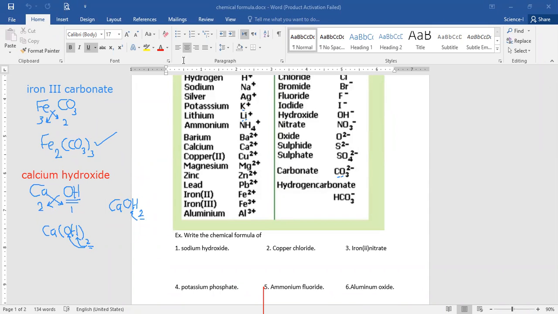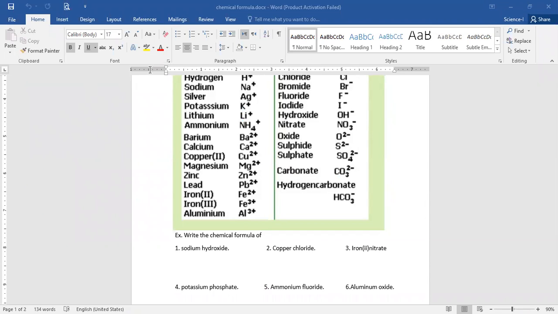I'm going to clear these two and then pass to the third one. The third one is magnesium oxide. So who can tell me how we can work with this, guys?